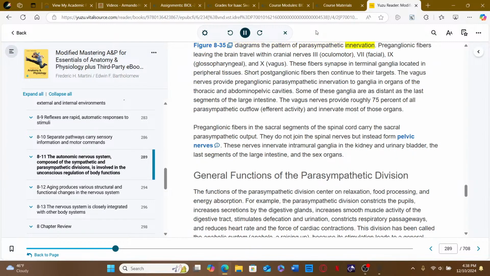Figure 8-35 diagrams the pattern of parasympathetic innervation. Preganglionic fibers leaving the brain travel within cranial nerves III (oculomotor), VII (facial), IX (glossopharyngeal), and X (vagus). These fibers synapse in terminal ganglia located in peripheral tissues. Short postganglionic fibers then continue to their targets.